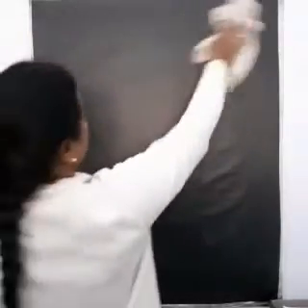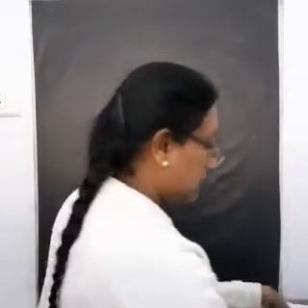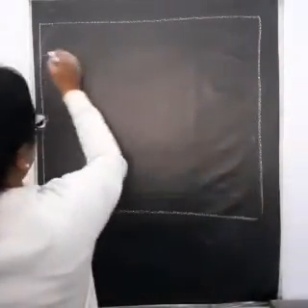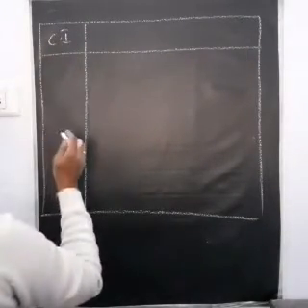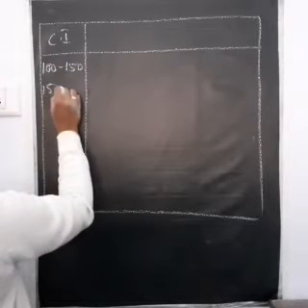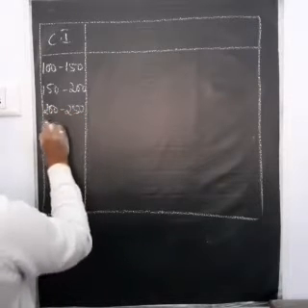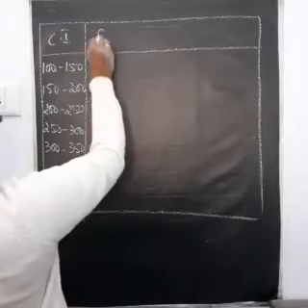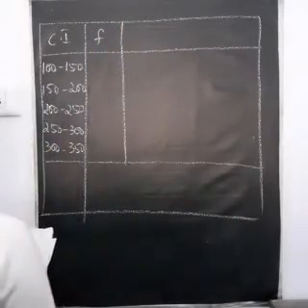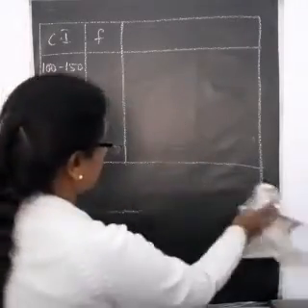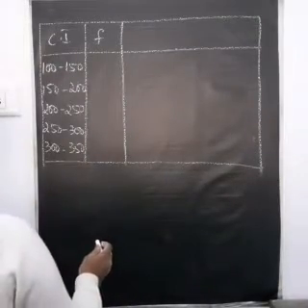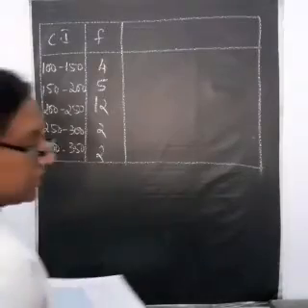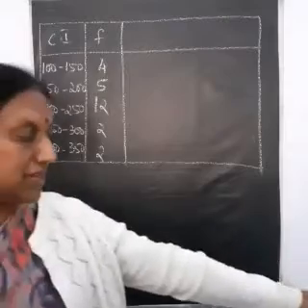Calculate mean using the step deviation method. So let's say we are given the daily expenditure of a locality. In that they have given the class interval, from 100 to 150, 150 to 200, 200 to 250, 250 to 300 and 300 to 350. And the number of households in this expenditure range is given to be 4, 5, 12, 2 and 2. So let us see how we can solve this by using the step deviation method formula.